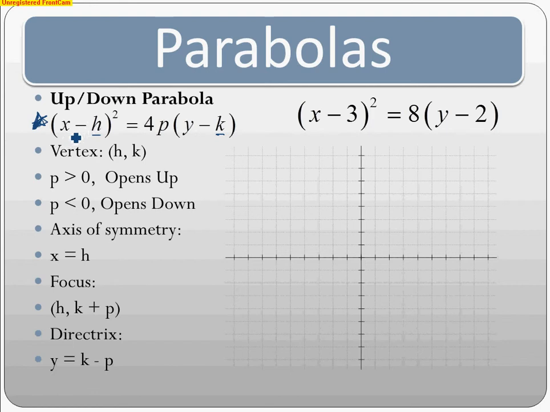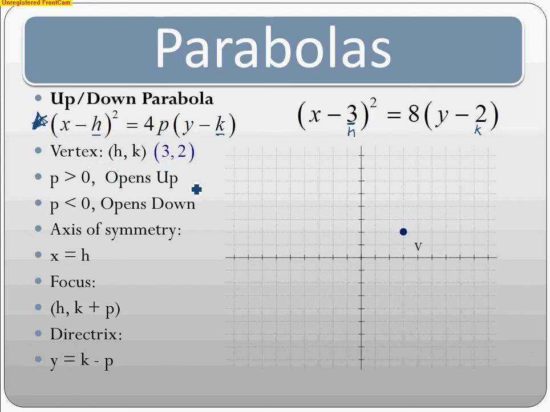So as you can see, we have x minus h, 4p, y minus k. So x minus 3, this winds up being our h right here. And then 8, and then y minus 2. This winds up being our k right here. Every conic we do starts with finding h and k. For parabolas, the HK represents the vertex. So we have (3, 2) that represents our vertex.